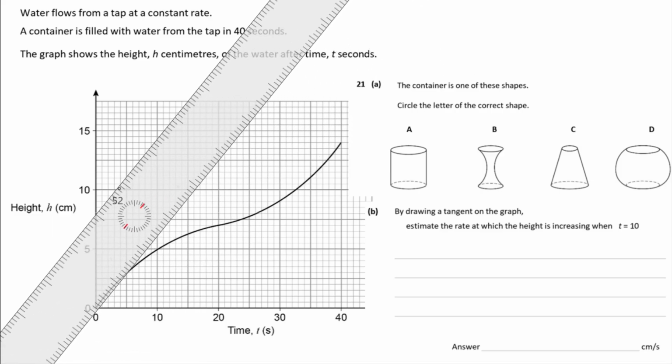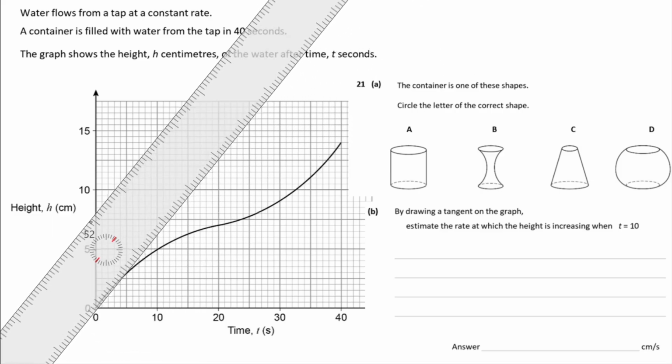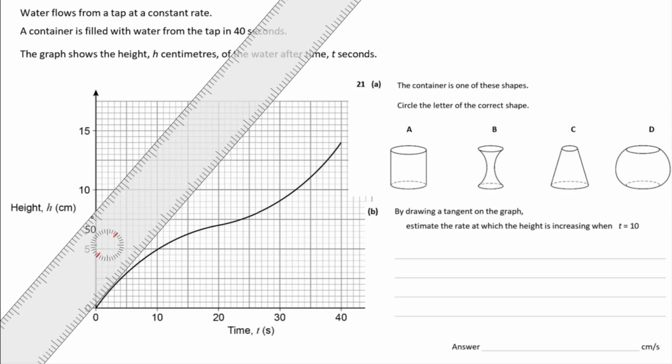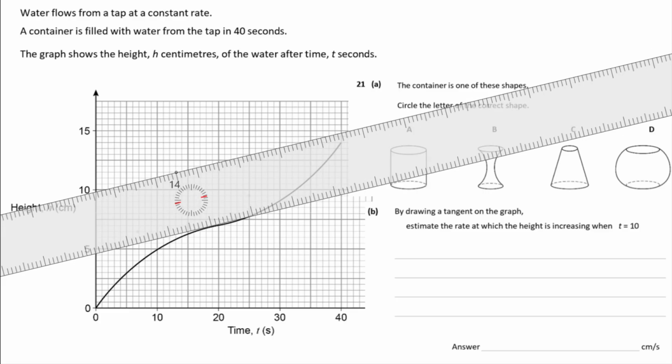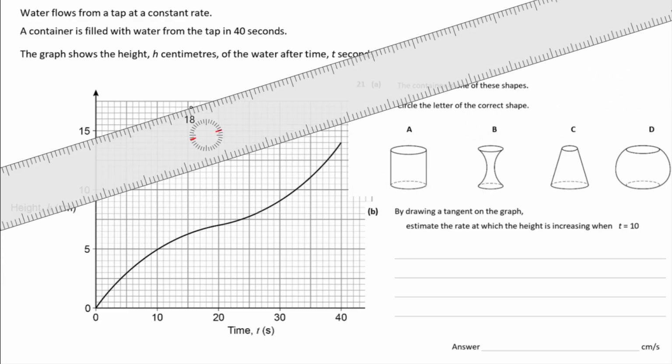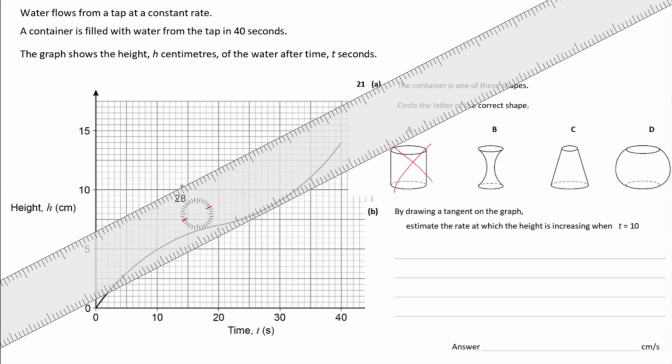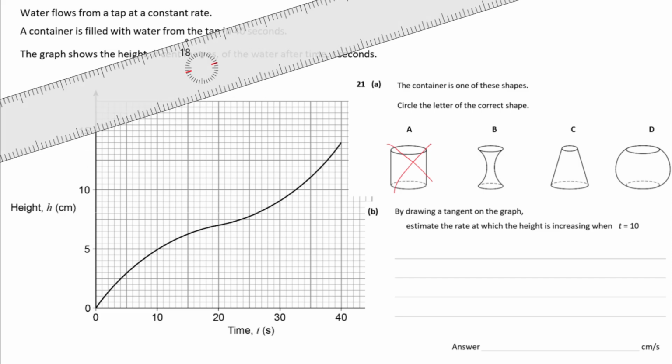Well, if you think about it, if it's going quite fast at first, it means the same amount of water is filling the shape up in less time in this part, isn't it? Because it's filling up faster, and then it slows down. So in terms of the shape, it's definitely not going to be straight-sided, because that would have a constant fill rate. It would look like a straight line all the way up. It's not going to be the cone, or the frustum, I suppose, a truncated cone, because that would continually curve in the same direction. So it's going to be out of B or D.